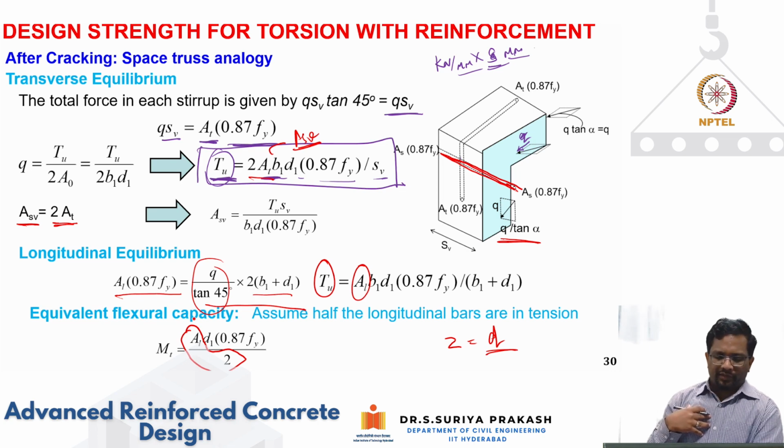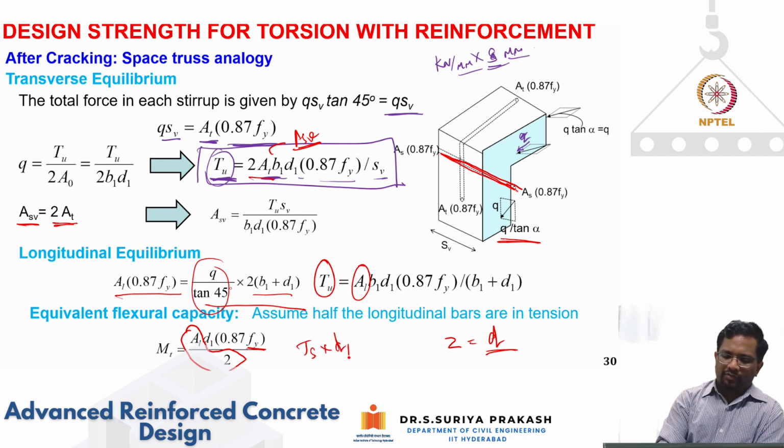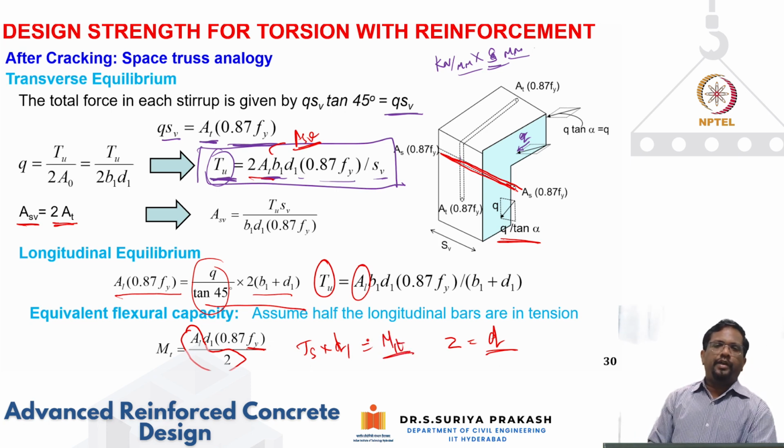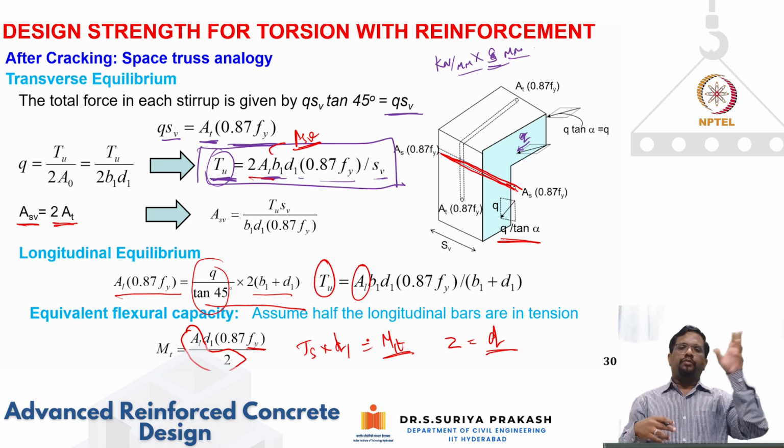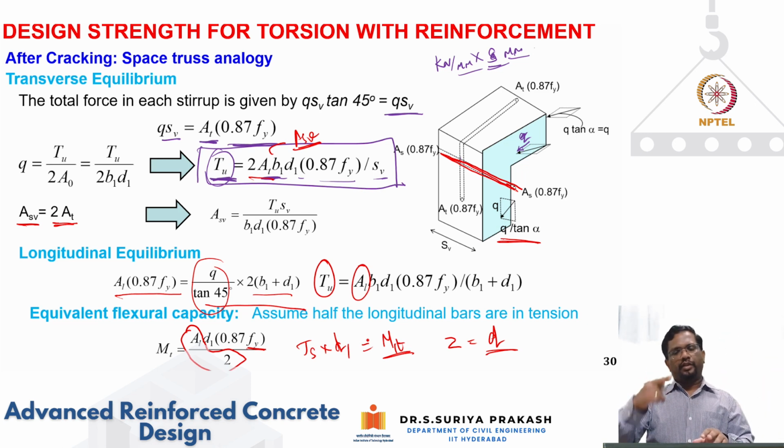So I'm going to take AL by 2 is the area of bars, longitudinal bar that help me in bending resistance. AL by 2 multiplied by 0.87 Fy is nothing but your TS multiplied by lever arm, which I am taking as D or D1. So that is nothing but your MT, which is your equivalent bending capacity for the torsion. So my idea is torsion, I want to convert them into an equivalent bending moment. Again, torsion, I want to convert them into an equivalent shear. Then calculate the reinforcement requirement. Then I'm going to add it to what I have already designed for flexure and shear.